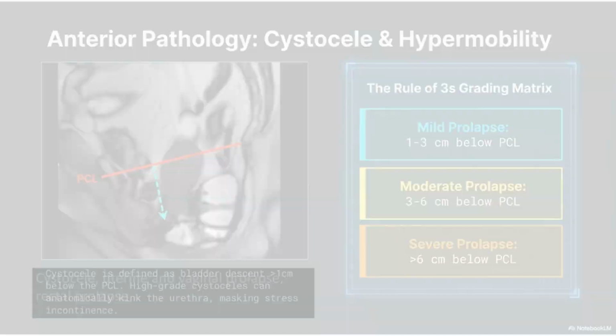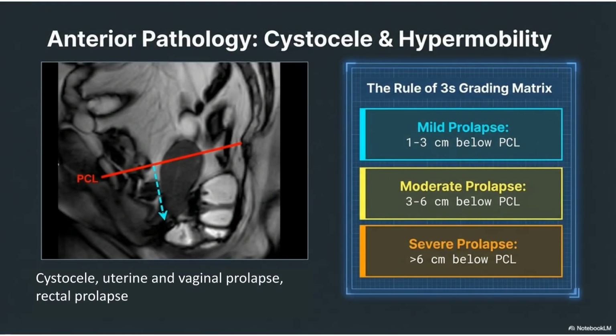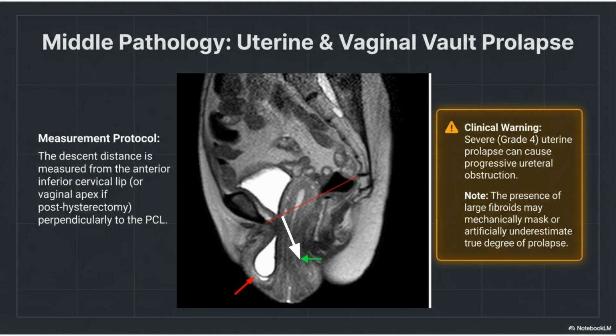Anterior pathology includes cystocele and hypermobility, graded by the rule of threes, based on descent below the PCL. Mild prolapse is 1 to 3 centimeters, moderate is 3 to 6 centimeters, and severe is greater than 6 centimeters below the PCL. Middle pathology includes uterine and vaginal vault prolapse. The descent is measured perpendicularly from the PCL to the anterior inferior cervical lip or vaginal apex.